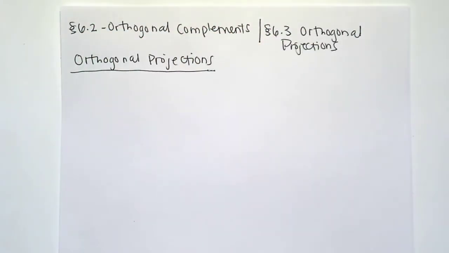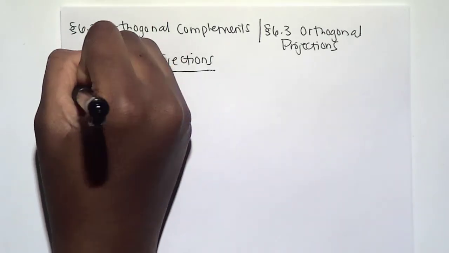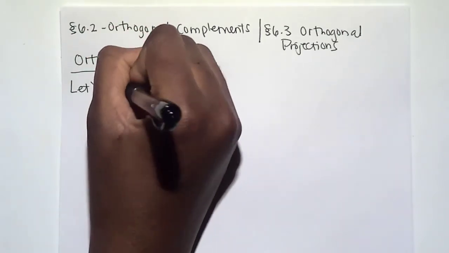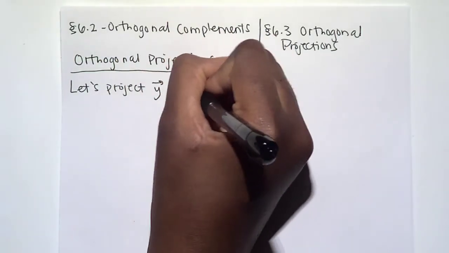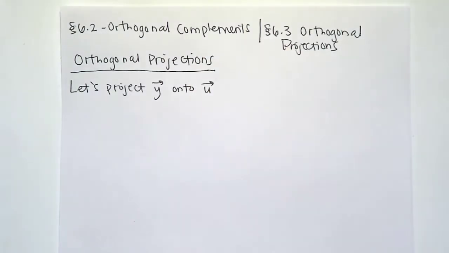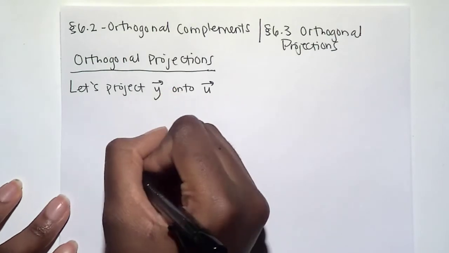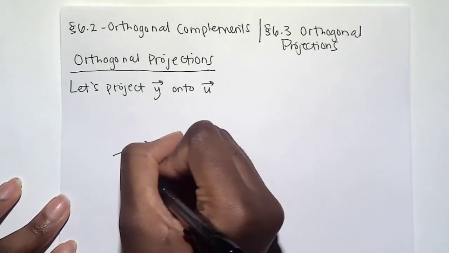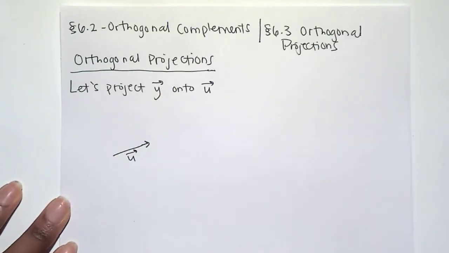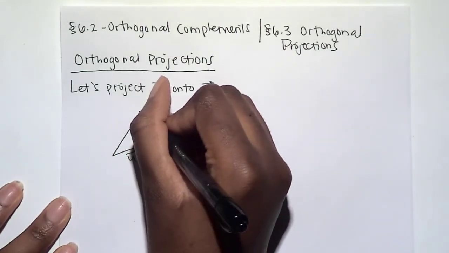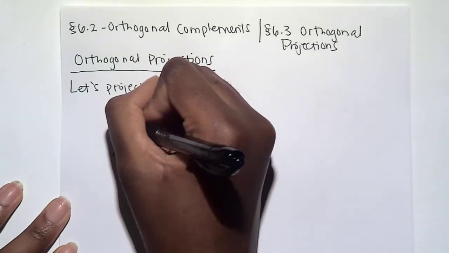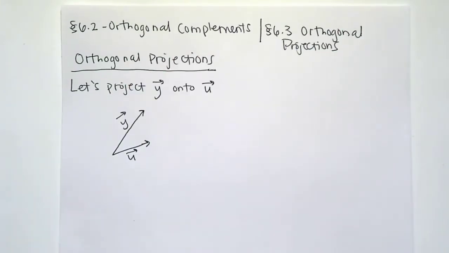All right, so we're going to start by looking at a picture and we're going to project a vector y onto a vector u. So what does that look like? So let's say we have some vector u and another vector y. I'm actually going to draw y a little longer. It could be shorter, it could be the same size, it doesn't matter. This is our vector y.